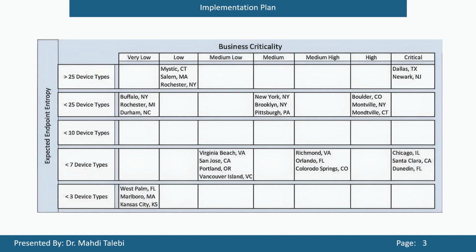Sites with higher expected endpoint entropy, such as those with more than 25 types of devices, are classified alongside columns indicating business criticality ranging from very low to critical. This classification aids in determining the priority and methodology for deploying network monitoring modes and eventually enforcement modes. For example, locations with a high variety of devices and critical business operations require a sophisticated and robust initial monitoring phase to avoid any business disruptions while ensuring comprehensive security coverage.